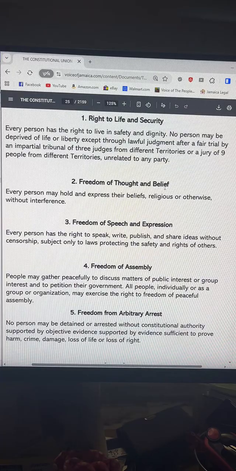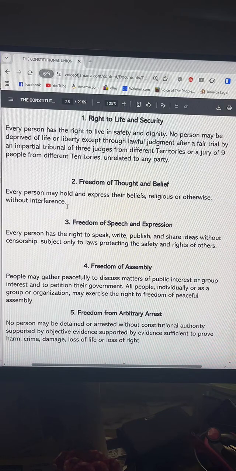Number 2, freedom of thought and belief. Every person may hold and express their beliefs, religious or otherwise, without interference. And that goes without saying. If somebody wants to practice their religion, as long as they are not disturbing other people, you practice what you want. If you want to practice Obia, if you want to practice XYZ, it should not matter to anyone as long as you are not harming or interfering with anyone else.